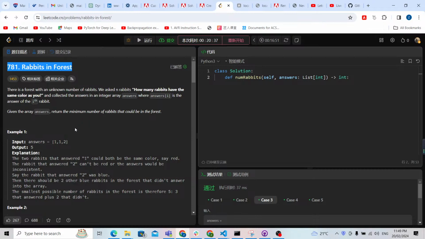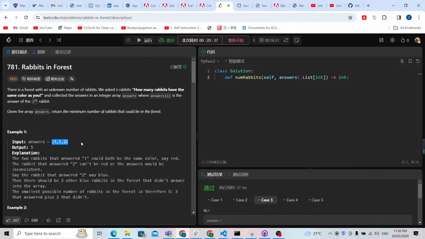Let me first explain the problem. So there's a forest with an unknown number of rabbits. We ask n rabbits how many rabbits have the same color as you, and collected the answer in an integer array answers, where answers[i] is the answer of the ith rabbit. So it's really difficult to understand if you didn't check the examples. So let's just check the example. We're going to return the minimum number of rabbits that could be in the forest.